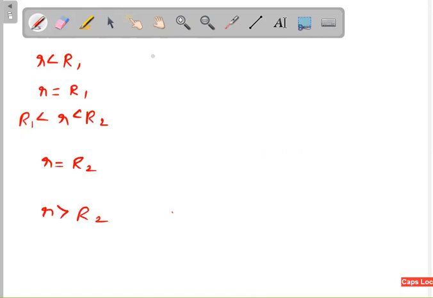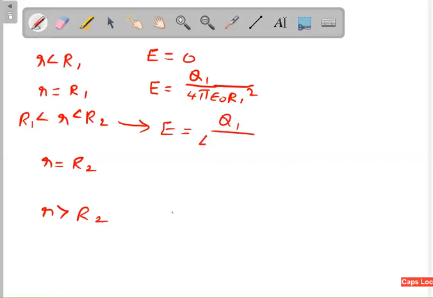What will be the electric field? Whenever r is less than R1, that is 0. At R1, it is charge Q1 divided by 4 pi epsilon naught R1 square. In between, it is Q1 divided by 4 pi epsilon naught r square, where r is a running variable, and that value has to be between R1 and R2. We should be very careful, and this r is between these two only.